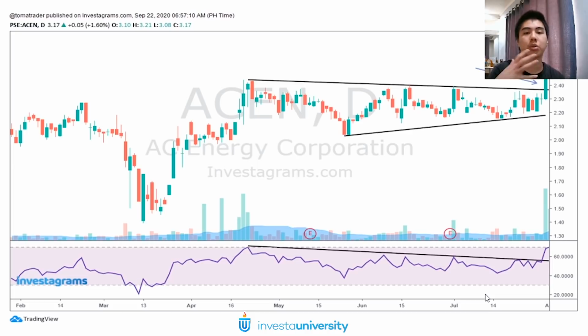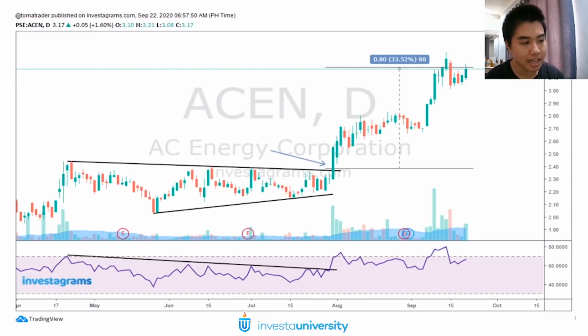So, ang daming factors that are confluencing or that are coming together to say na potentially from a high probabilistic standpoint, mataas yung chance na maging magandang play to. And as you already know, ACE-X went up all the way to above 3 pesos and made a new all-time high. So, yeah.